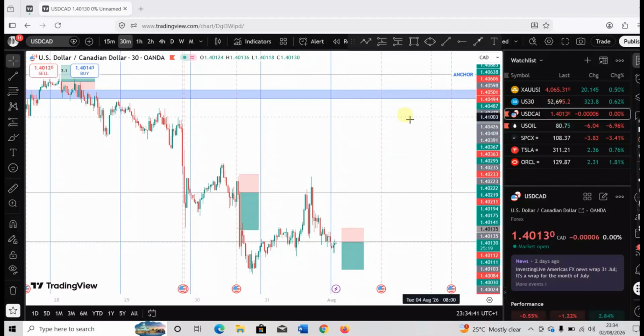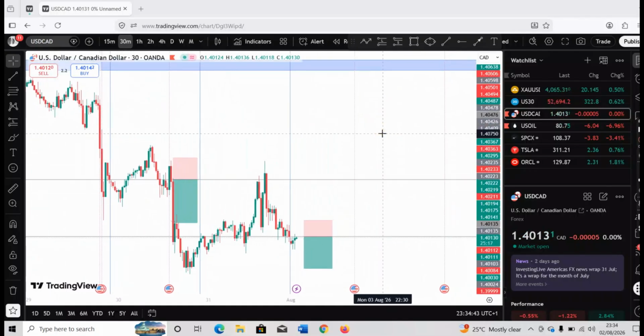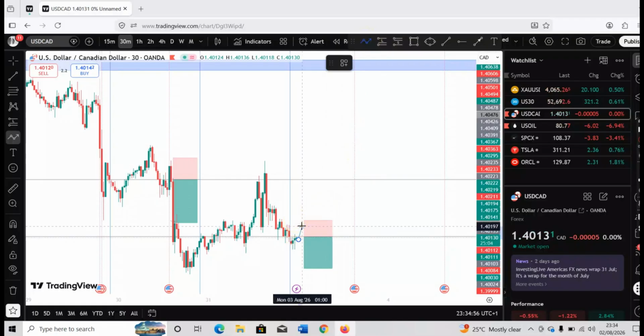So without wasting much of our time, this is what I'm looking out for. Either it breaks off of here, something like this. Let me narrate what I'm talking about. Either it breaks off of here and then breaks in again, retest, then boom.